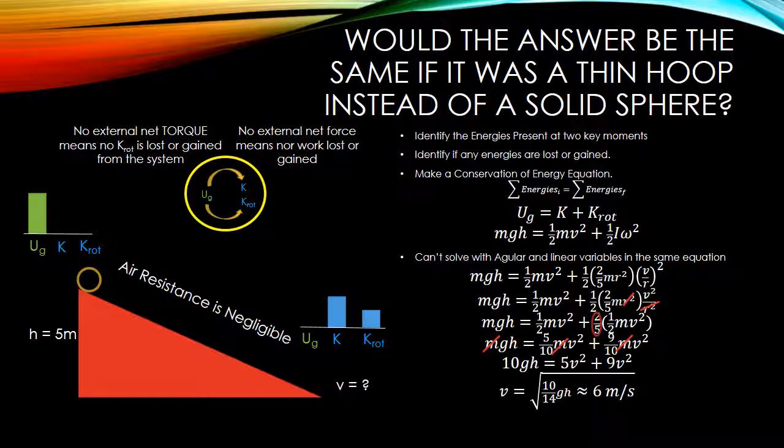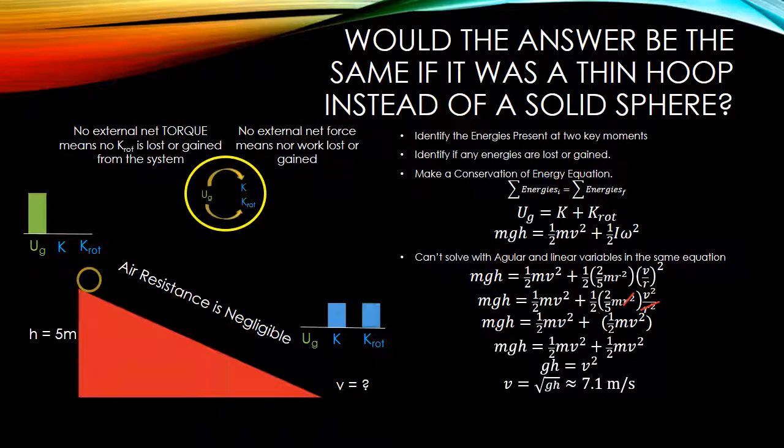Instead of 2/5, I'm going to use the one for a thin hoop, which, if you recall, is just mr squared. Therefore, I don't have this 2/5 term, and that goes away. Now I have 1/2 mv squared and 1/2 mv squared, and therefore the rotational and the translational kinetic energy are now equal. That means more of the kinetic energy is caught up in rotating this hoop, because hoops are harder to spin since they have a higher rotational inertia than spheres. So as a result, all the math changes and I get a slightly smaller speed at the end.